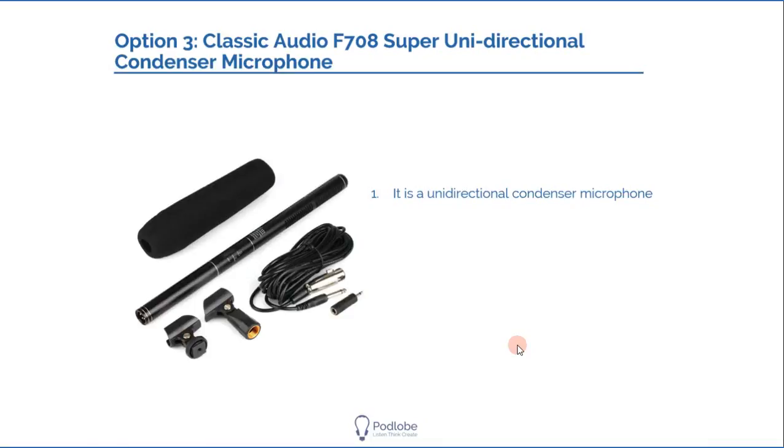It's a unidirectional condenser microphone. I know most times we advise that you go for dynamic microphones for podcasting, but if you can get a unidirectional condenser microphone, trust me, the sound is a lot smoother with a condenser microphone than a dynamic microphone.